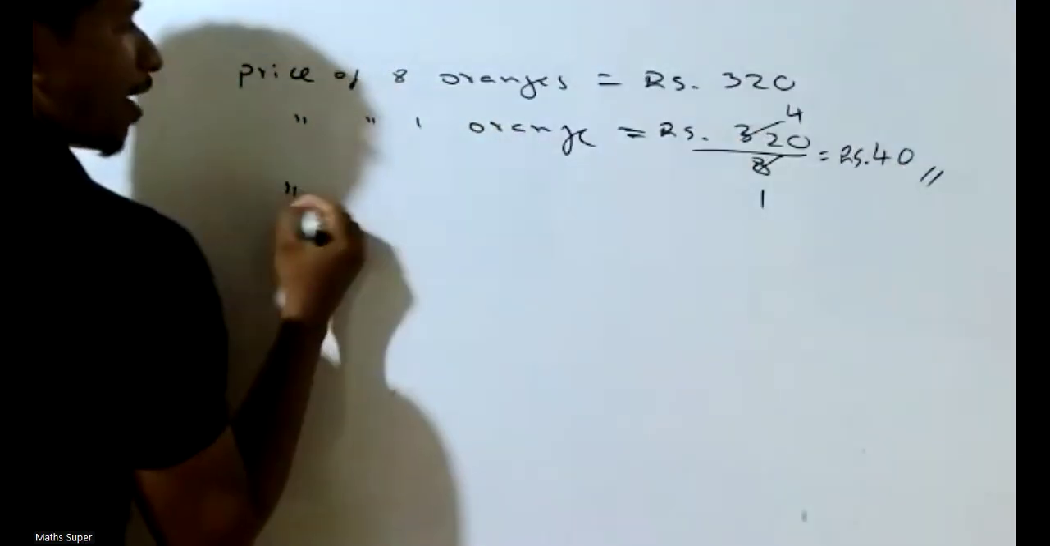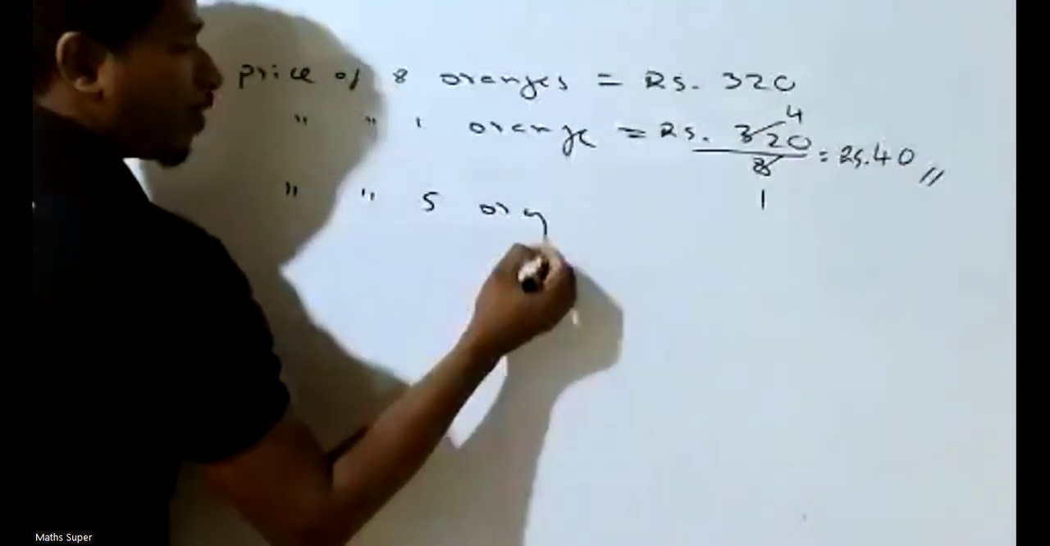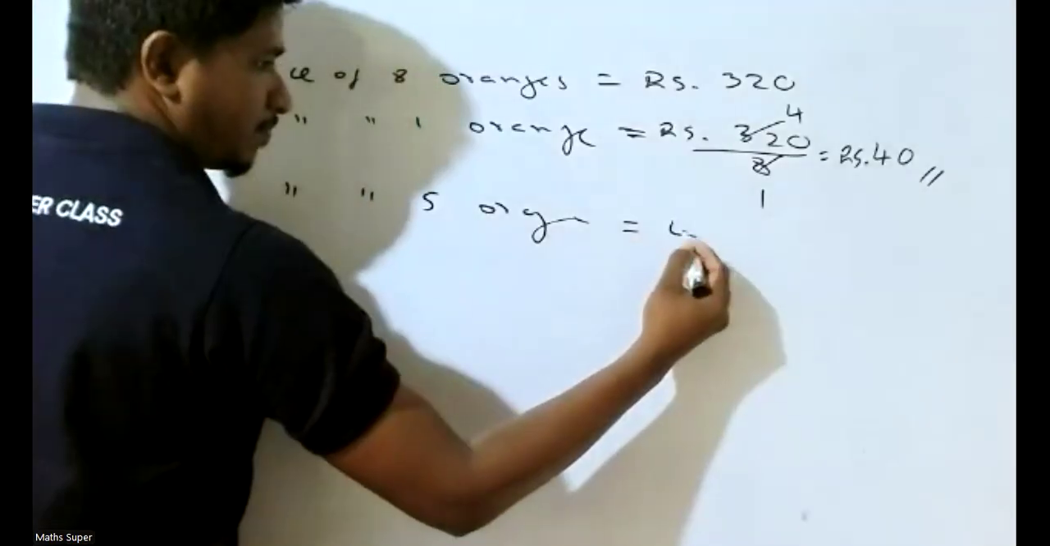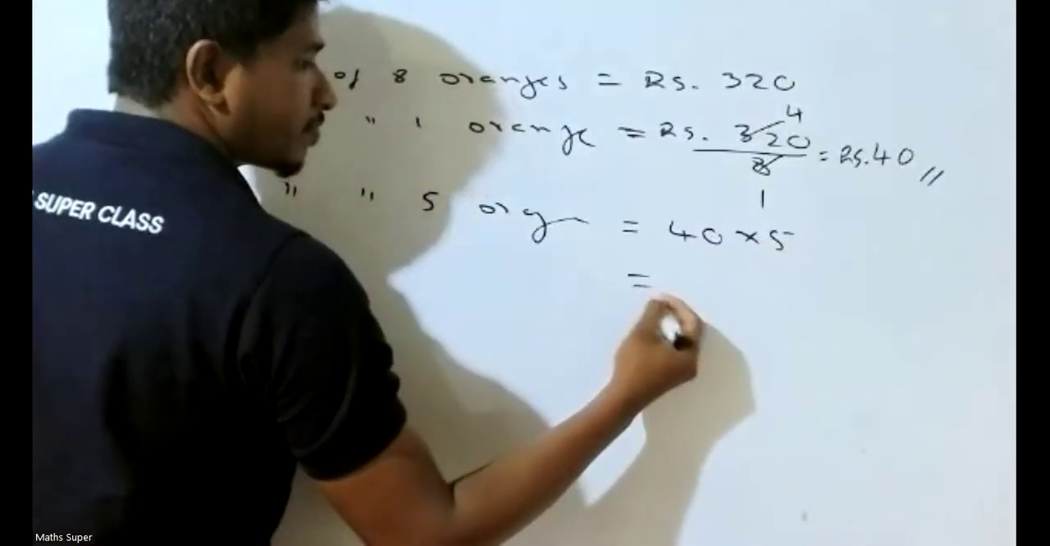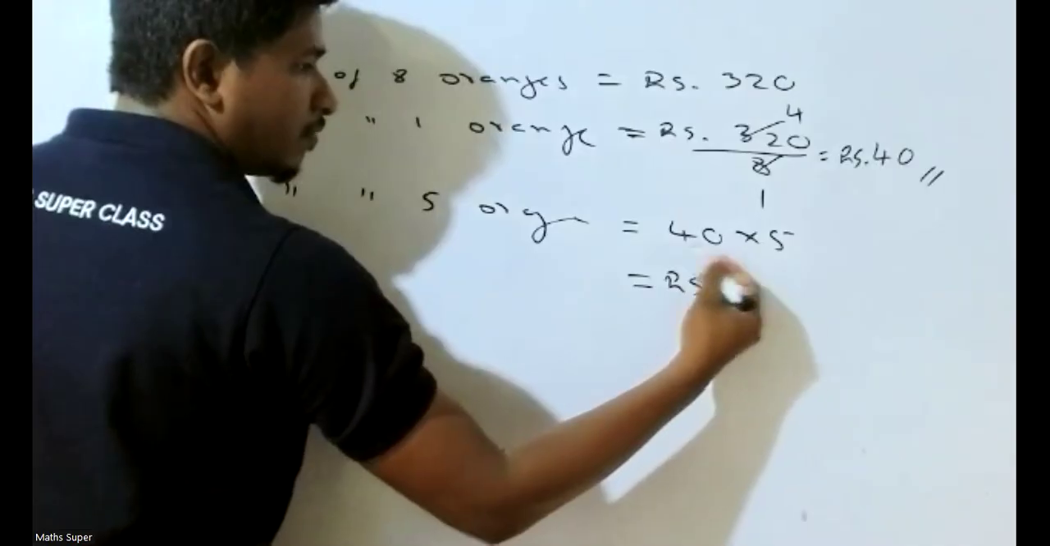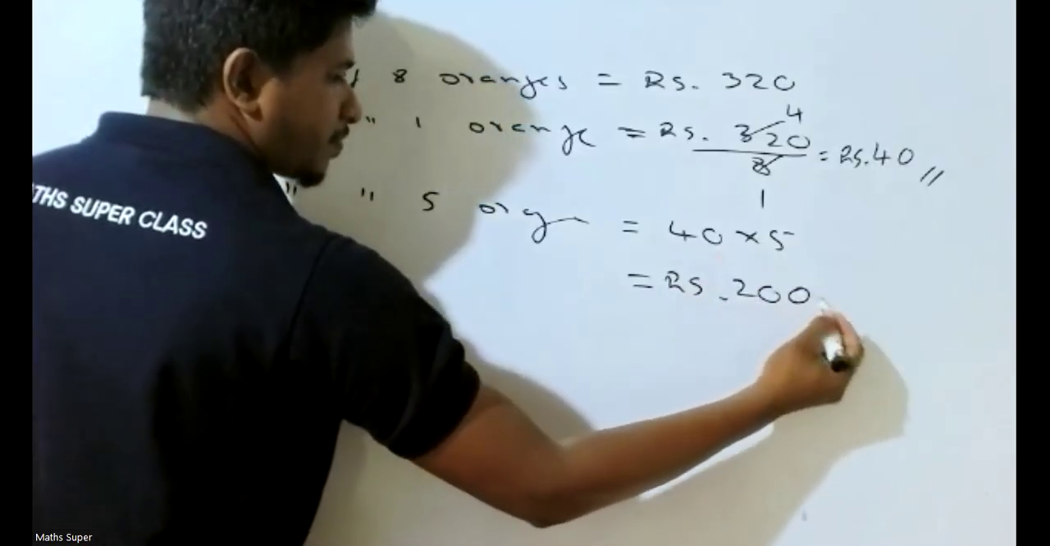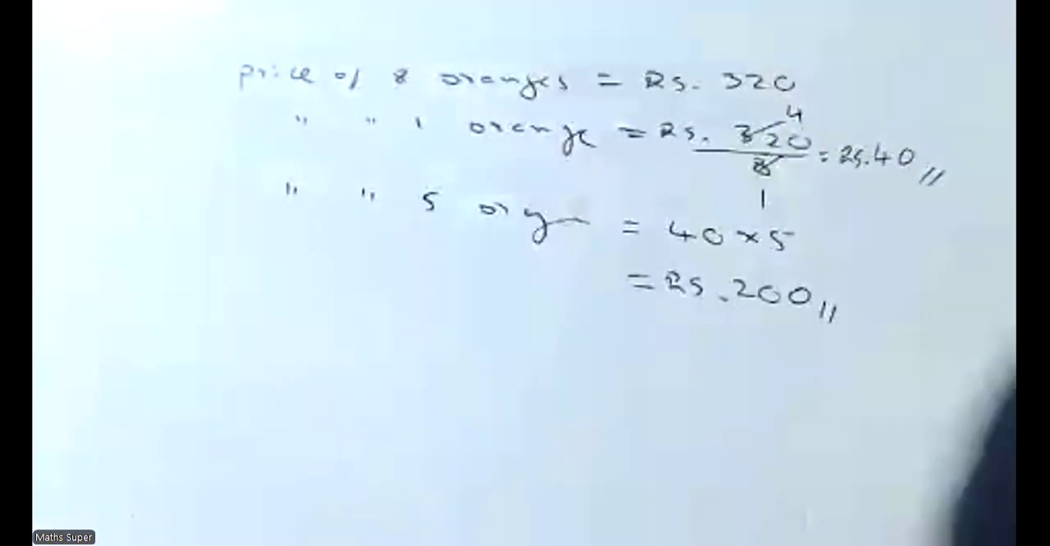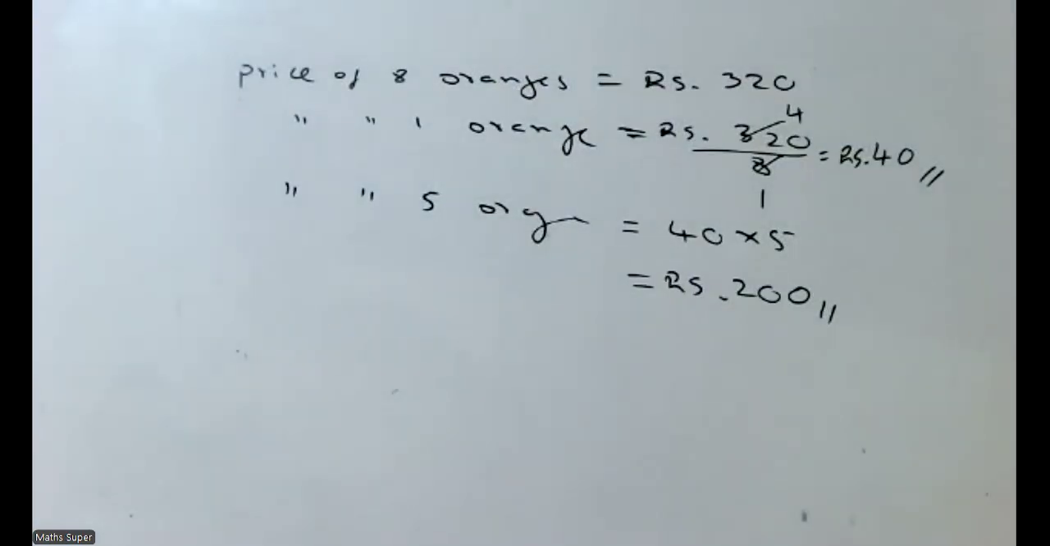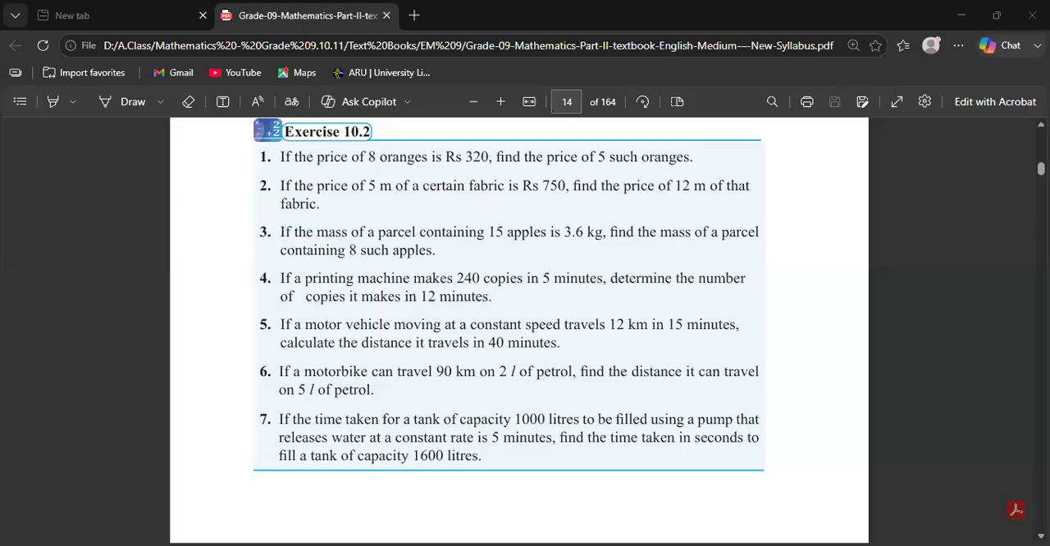So price of 5 oranges: 40 into 5 rupees. 4 into 5 is 20. 200 rupees. That's all. Okay. We are now going to practice more questions from this part. Okay.